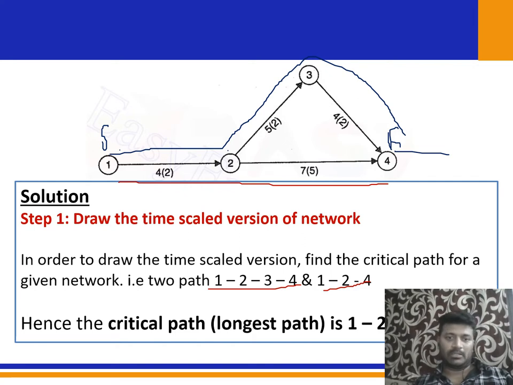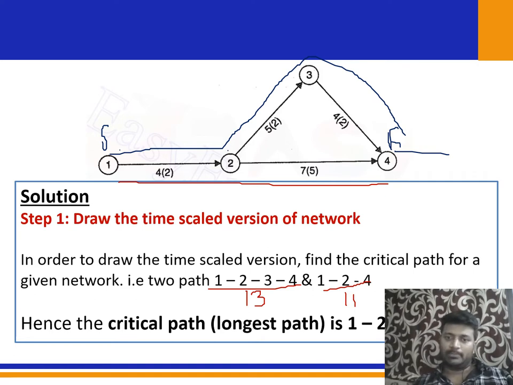Out of both these paths, what is the longest path? You need to find the longest path. How do you find the longest path? You need to add the duration for each and every activity. 1, 2 has a normal duration of 4 days, 2, 3 has 5 days, and 3, 4 has 4 days. So 4 plus 5 plus 4 is 13. And 1, 2, 4 is 4 plus 7, that is 11 days. Which one is maximum? The maximum value is 13, that is 1, 2, 3, 4. So the critical path, that is the longest path, is 1, 2, 3, 4.